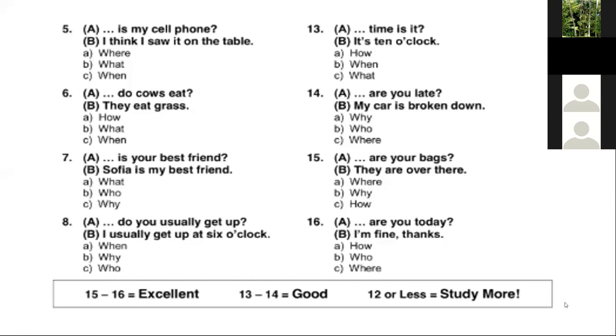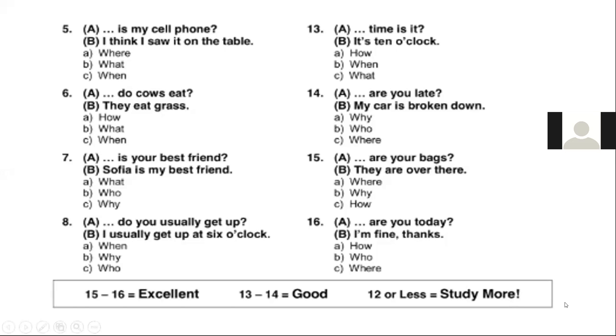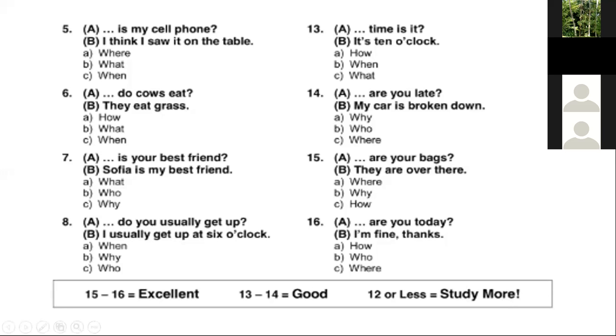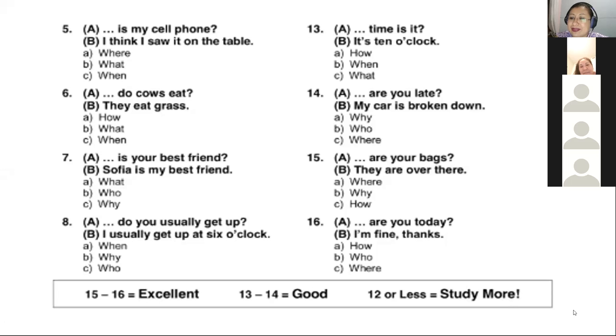Which team would like to continue? ¿A cuál equipo le gustaría continuar? Okay, Claudita Trigueros and team. Okay, teacher, para que no digan que siempre voy primero. Very good. Go ahead. Number seven is who is your best friend? Sofía is my best friend. Very good. Y number eight. Equipo. ¿Quién era su equipo? Mi equipo es Yesenia y Antonio.